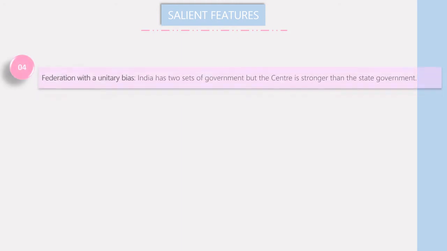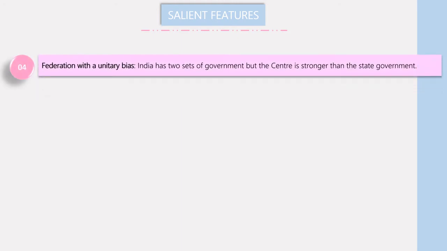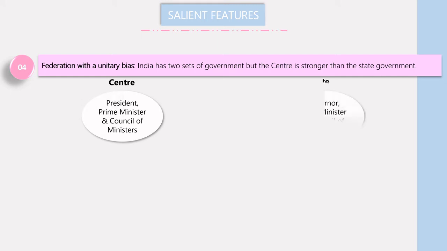Fourth point, federation with a unitary bias. India is a federal state because it has federal features like: first point, there are two sets of government, that is, central government and state governments. Second, there is constitutional division of powers between the center and the states. Third, the Constitution is supreme. Fourth, there is an independent judiciary.